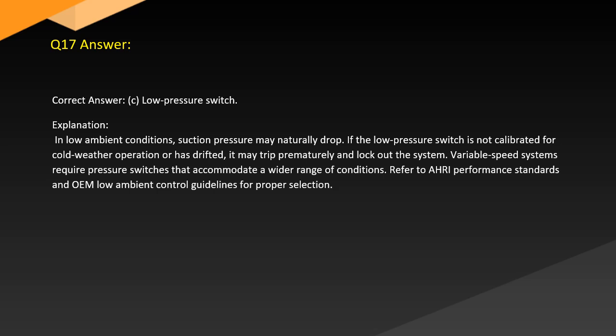Answer. Correct answer: C. Low pressure switch. Explanation. In low ambient conditions, suction pressure may naturally drop. If the low pressure switch is not calibrated for cold weather operation or has drifted, it may trip prematurely and lock out the system. Variable speed systems require pressure switches that accommodate a wider range of conditions. Refer to OEM performance standards and low ambient control guidelines for proper selection.